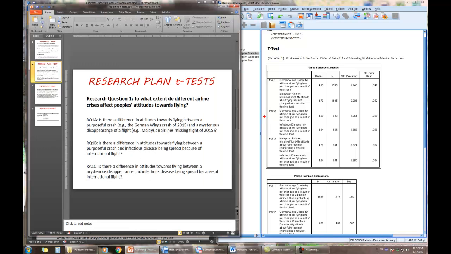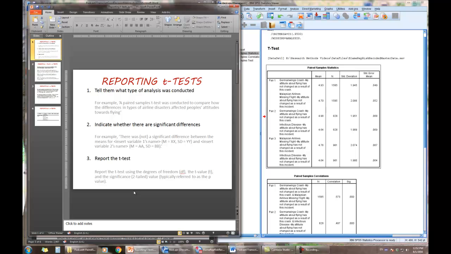When you're reporting your findings, there are 3 key pieces of information that you have to report in your results section. First, you need to tell the reader what type of analysis was conducted. If you don't, your results don't make as much sense. In your method section, you will have already provided a justification for the tests that you've run for each research question or hypothesis. So in the results section, you offer a quick summary to remind your reader of why you've run the particular test that you have.